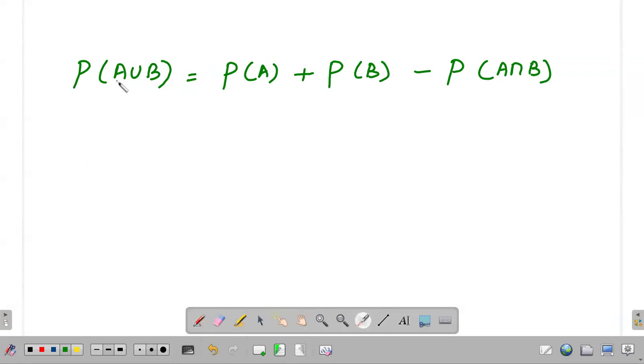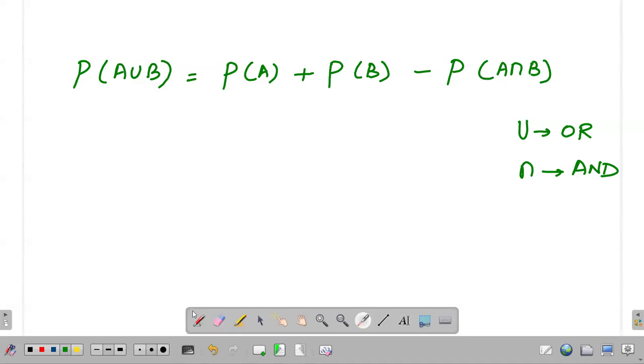It means the probability that the event A or B happens. Please note, union logic corresponds to OR. Intersection logic corresponds to AND. So I can say the probability that A or B happens is equal to the probability that A happens plus the probability that B happens minus the probability that A and B happens.